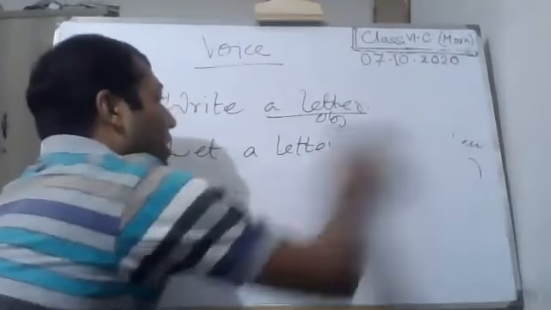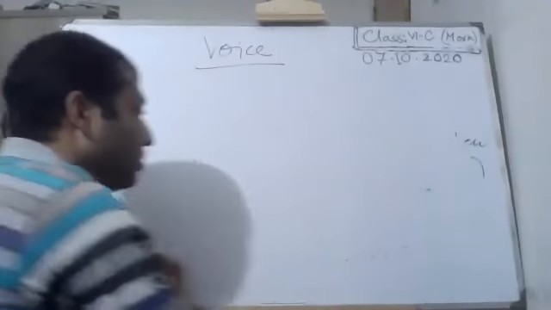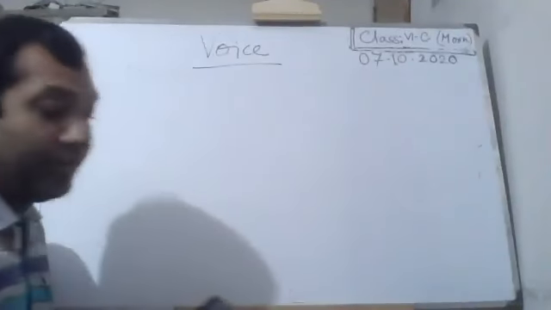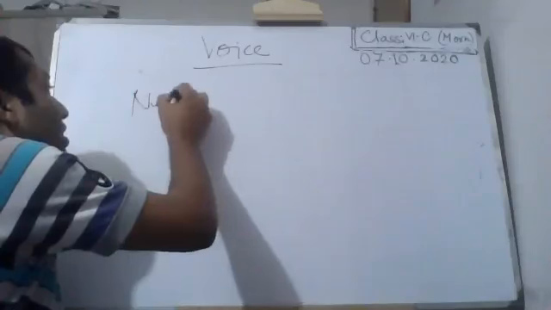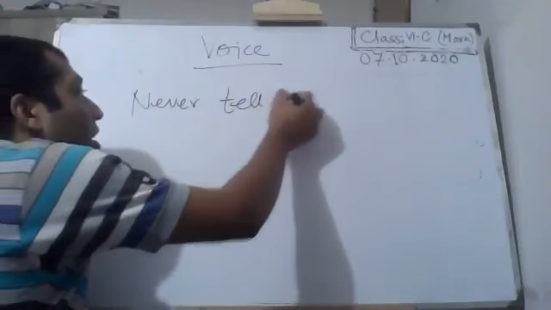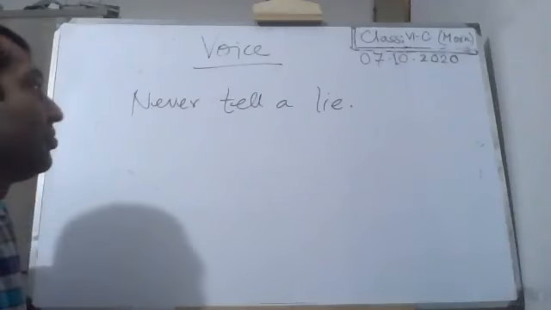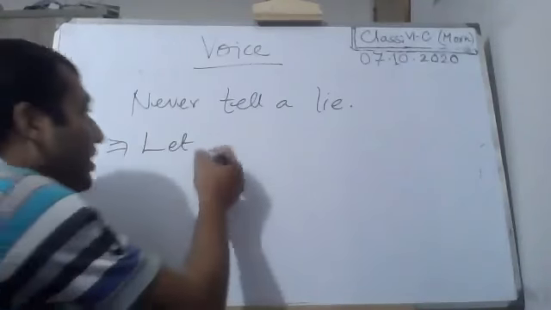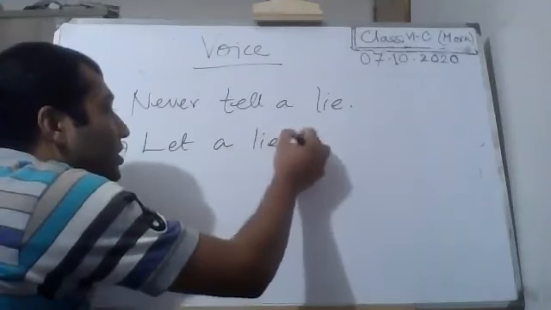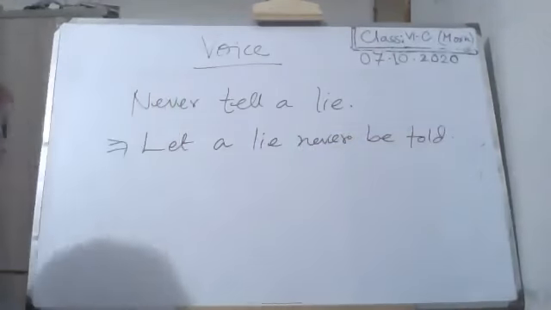If the imperative sentence starts with never, for example, never tell a lie, then again a similar rule applies: let a lie never be told.